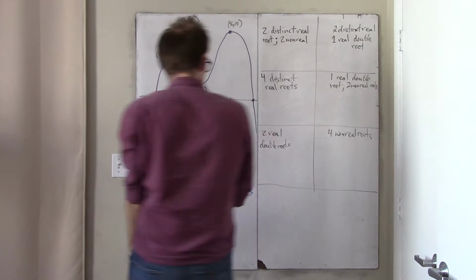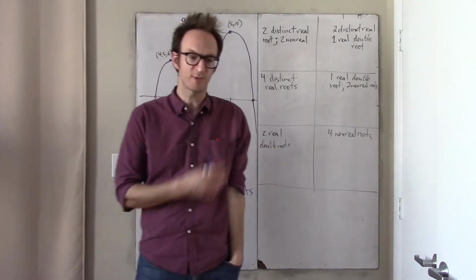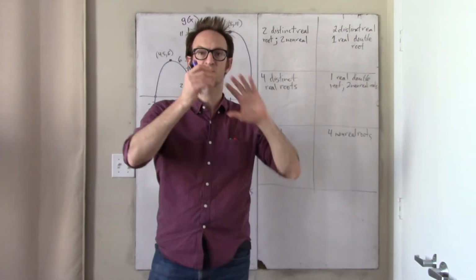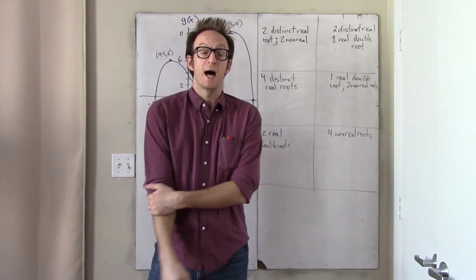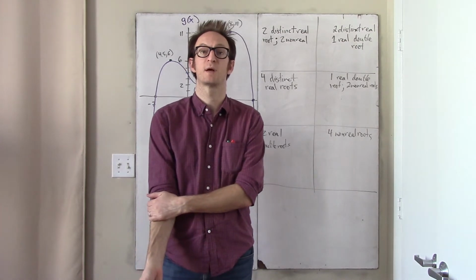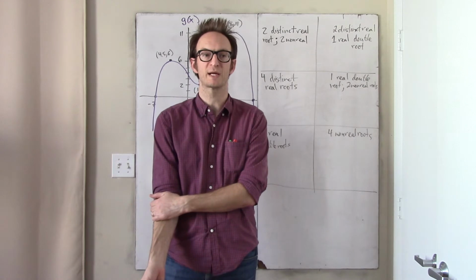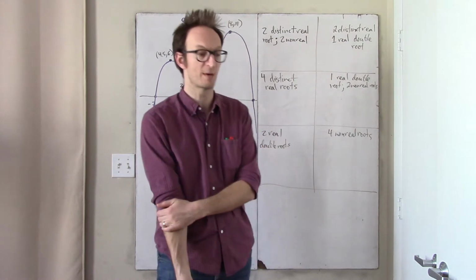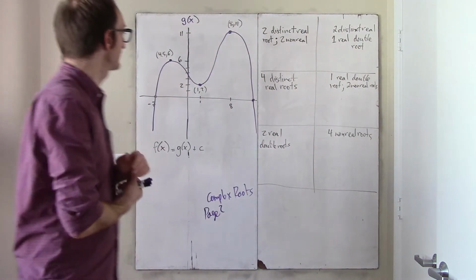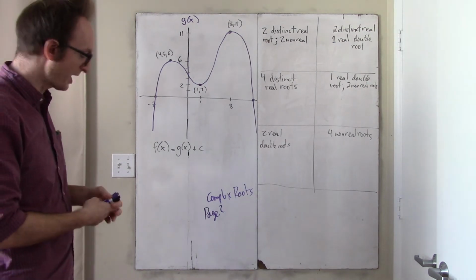Well, this is a follow-up on what we did in class Monday and Tuesday on understanding the shapes of graphs and talking about the number of real roots and the number of complex, non-real roots, and double roots and stuff like that. So this was just a fun little problem.